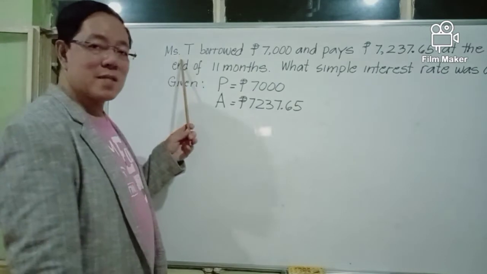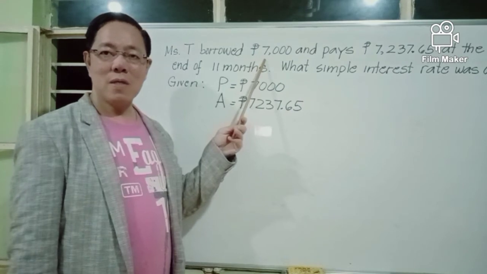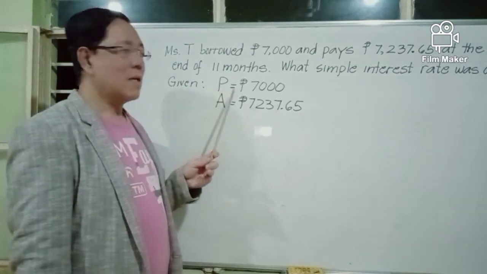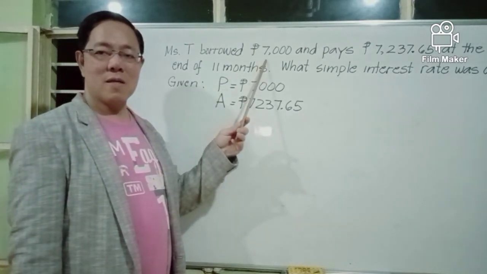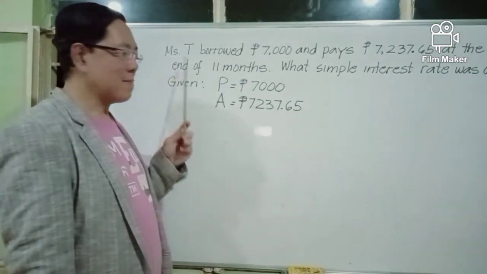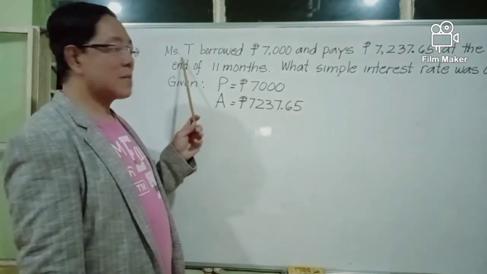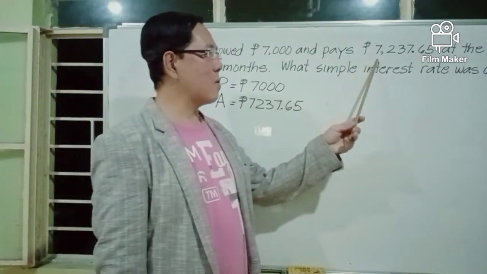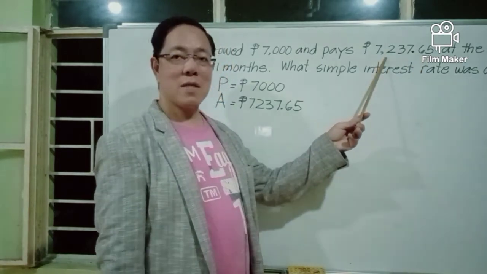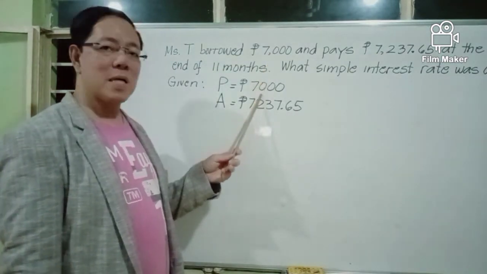And the problem says, Ms. T borrowed 7,000 pesos. And we know that the original amount borrowed is known as the principal, denoted by capital P. The 7,000 pesos is the principal given. It is the original amount borrowed by Ms. T. Hence, P equals 7,000 pesos. And the problem says, Ms. T pays 7,237.65 pesos, which is greater than the original amount borrowed or principal of 7,000 pesos.